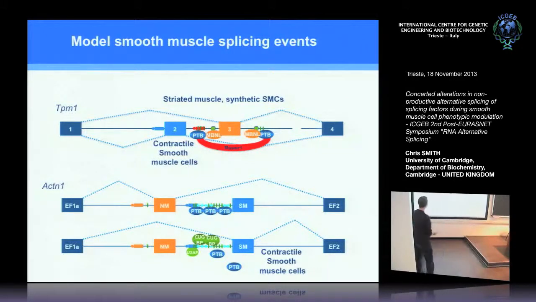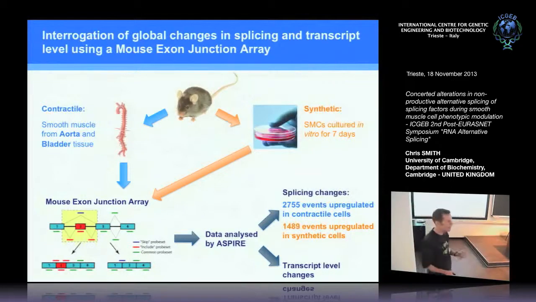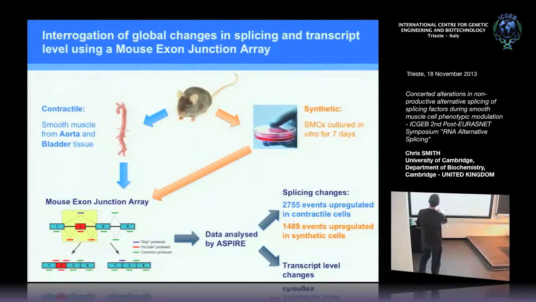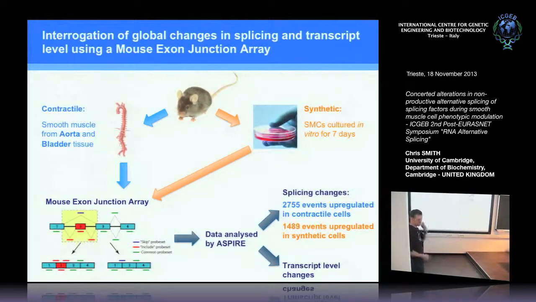So to try to address this, we've taken a more global approach using the Affymetrix exon or junction arrays, the MJ array, which first became available to us via the EURASNET. Because these are only available for mouse and human, we chose to use mouse, although rat is actually a better established model system for vascular smooth muscle. And what we've done is to compare the smooth muscle cells that are actually present in tissue. So we can strip the tissue so that we've only got a smooth muscle layer in the media of the aorta. And we can compare the RNA isolated from this intact tissue, so still embedded in extracellular matrix, with cells that have been put into culture, and in this case, it's just for 7 days. So this would be more the synthetic phenotype.